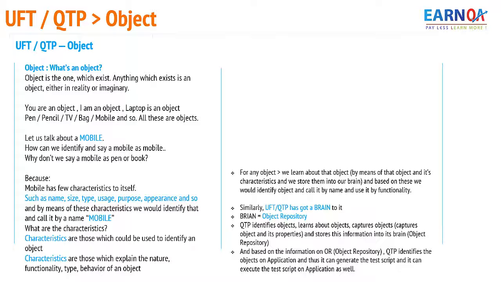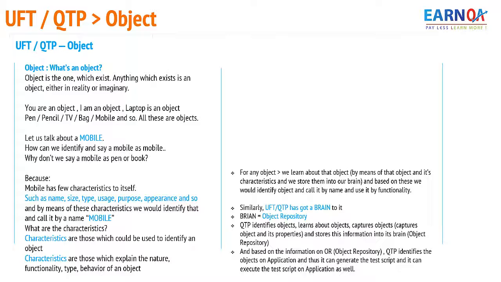And if we observe ourselves keenly, all the properties of devices or things or objects are pre-stored in our brain. And because of that, the moment we look at an object, we call it by name: a table, a screen, a monitor, a TV, a mouse, a pen. Similarly, QTP has certain things already with it. That is the so-called object repository.